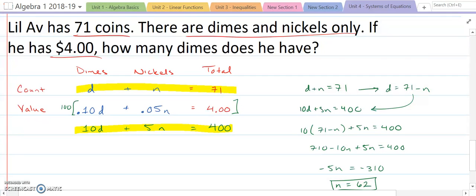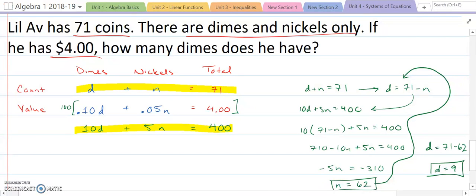The value of n is 62. 62 isn't good enough though, because I didn't ask you for the number of nickels that are in this problem. I asked you for the dime. For the dimes, there's only 9.